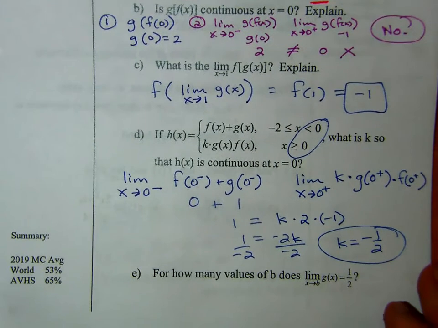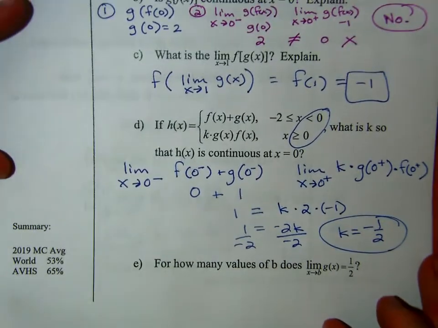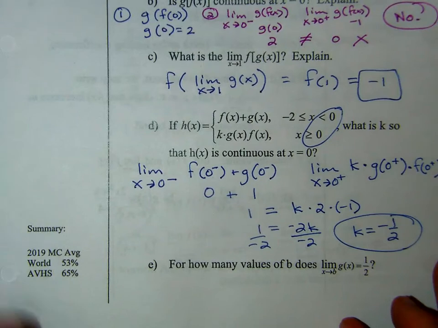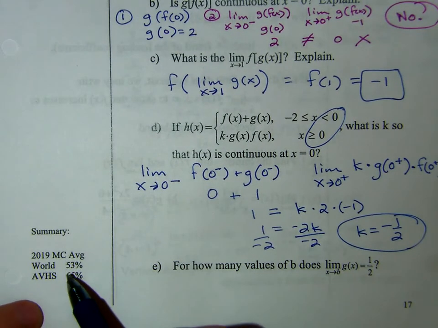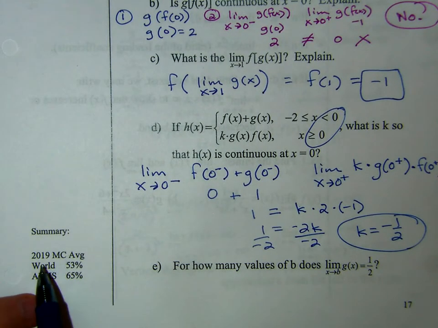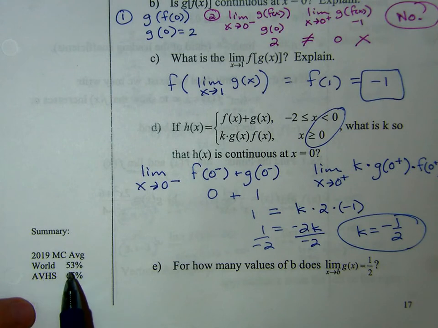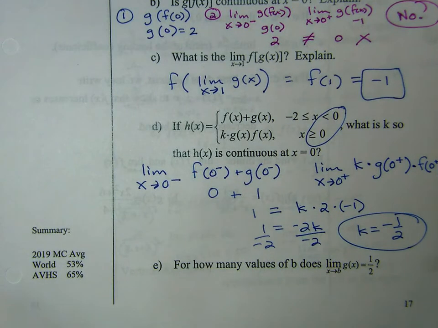And one last question, and then we're done. You can see a little bit of statistics on the multiple choice test. In 2019, the world average was 53% correct. Arborview High School was 65% correct. So you can see we've practiced a lot of multiple choice questions already in our notes, and that's going to help us for the real AP test.